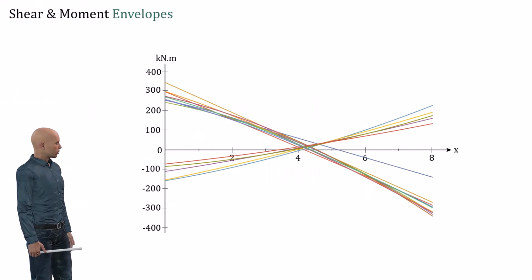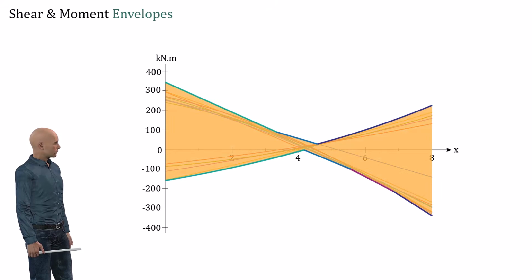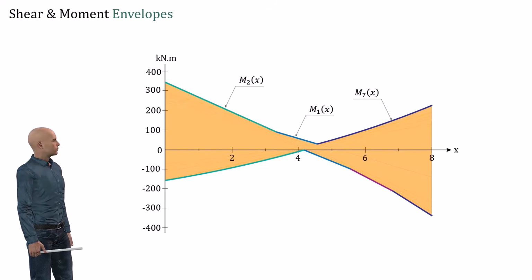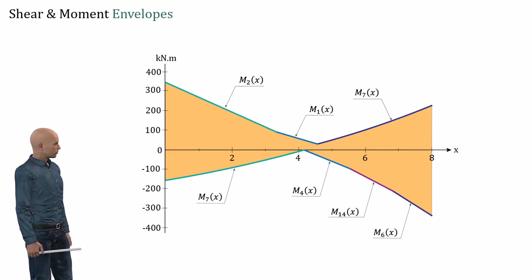Here are the 15 moment equations plotted on the same graph. Together they form the bounded region shown here. 3 moment equations corresponding to load cases 2, 1, and 7 can be used to establish the upper boundary of this region. The lower boundary is defined using 4 moment equations corresponding to load cases 7, 4, 14, and 6.